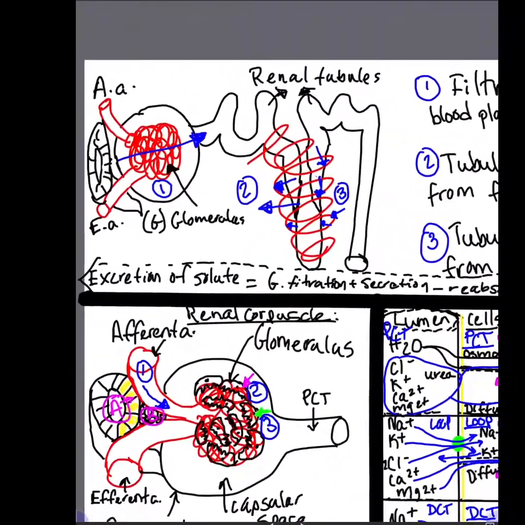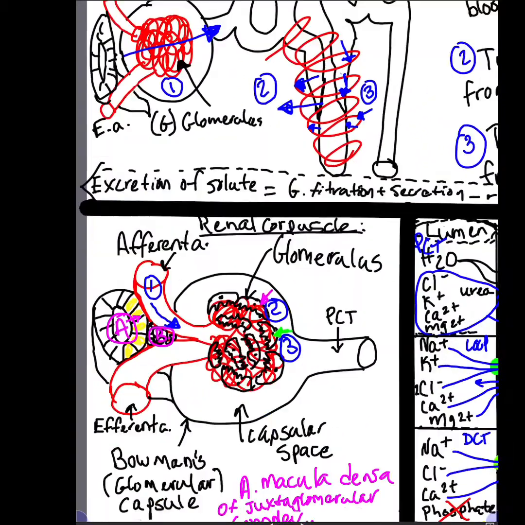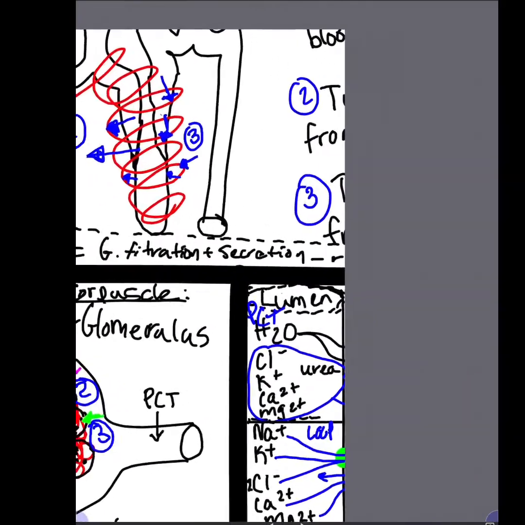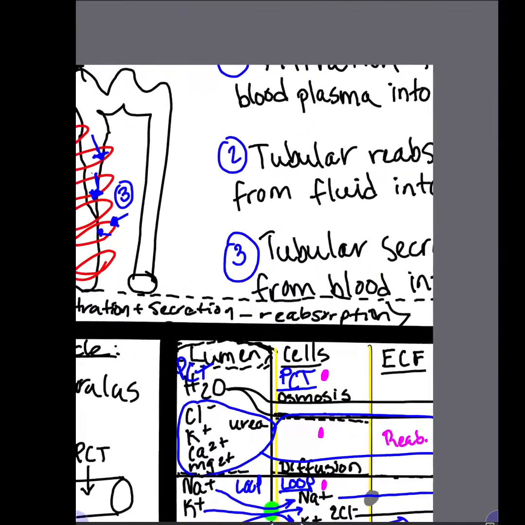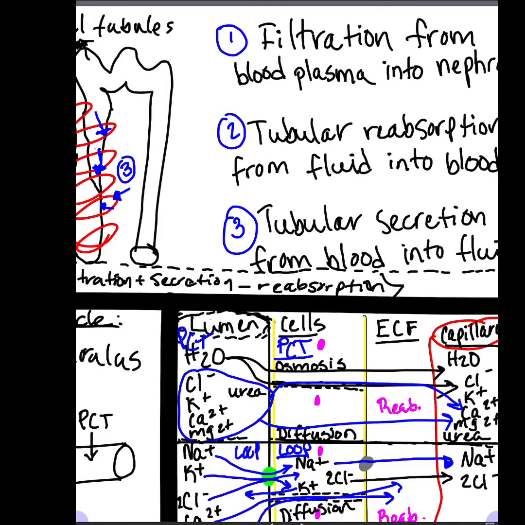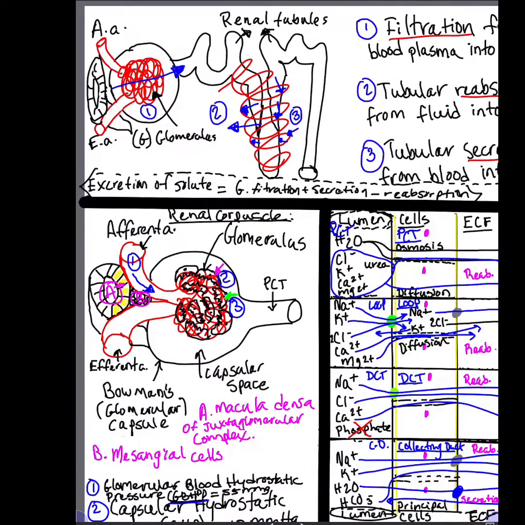So for this video, let's start with the nephrons. First thing that you need to know is that some of the things your nephrons do are filtration, reabsorption, and secretion. In each one of these parts of the nephron, these steps are going to be happening.